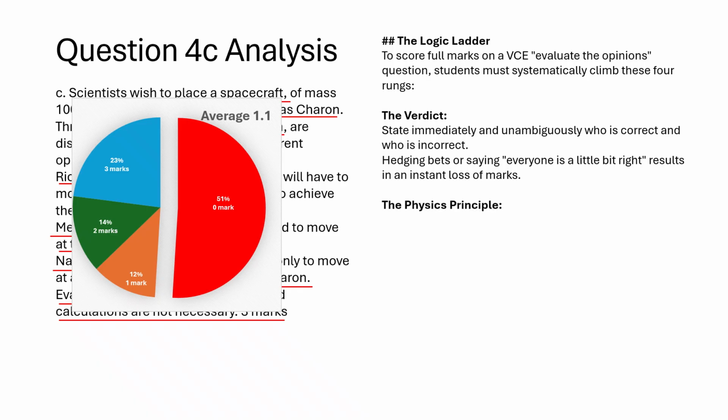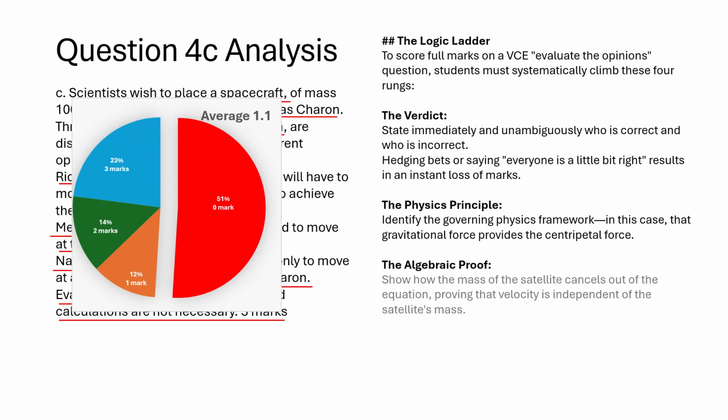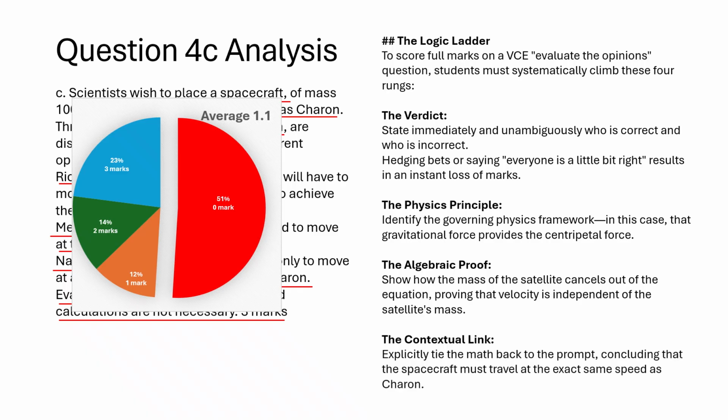The physics principle. Identify the governing physics framework, in this case, that gravitational force provides the centripetal force. The algebraic proof. Show how the mass of the satellite cancels out of the equation, proving that velocity is independent of the satellite's mass. The contextual link. Explicitly tie the math back to the prompt, concluding that the spacecraft must travel at the exact same speed as Charon.